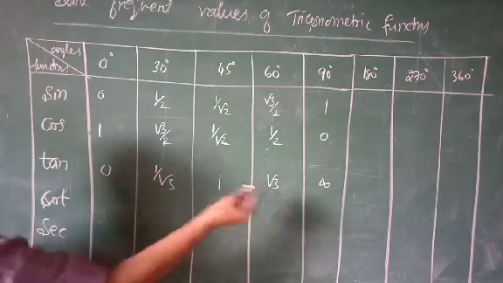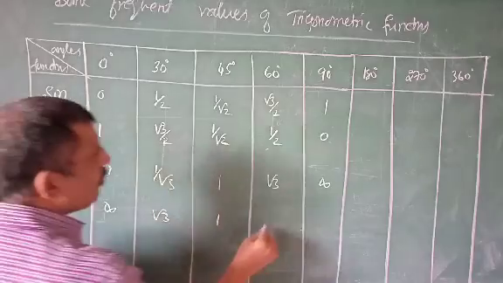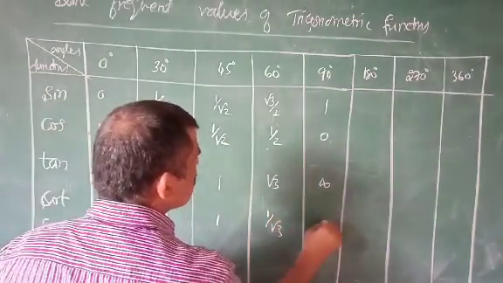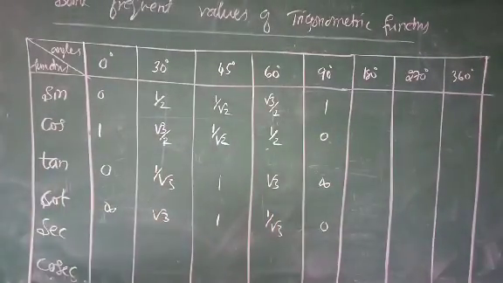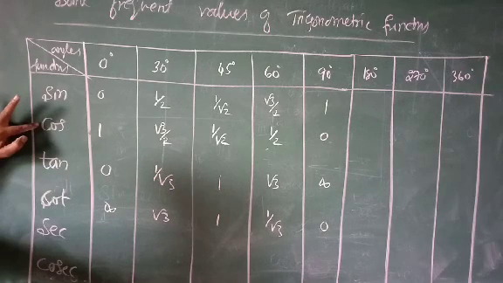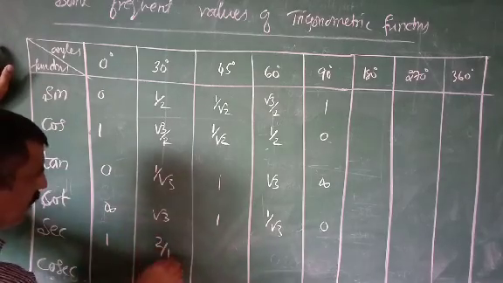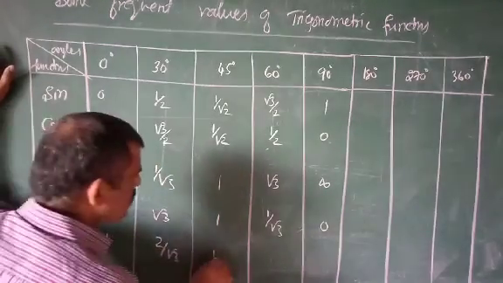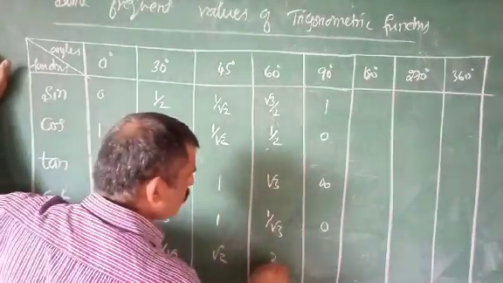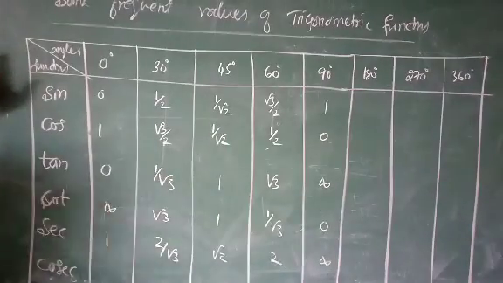Next, cot is ulta. Infinity, √3, 1, 1/√3, then 0. ಅರ್ಥ ಆಯ್ತಾ ಈಗ? Next is secant theta. Secant theta is 1 divided by cos theta, the reciprocal. Reciprocal of 1 is 1. 1 by √3/2 is 2 by √3. Next one is √2. Next one is 2. Next, 1 by 0 is infinity.